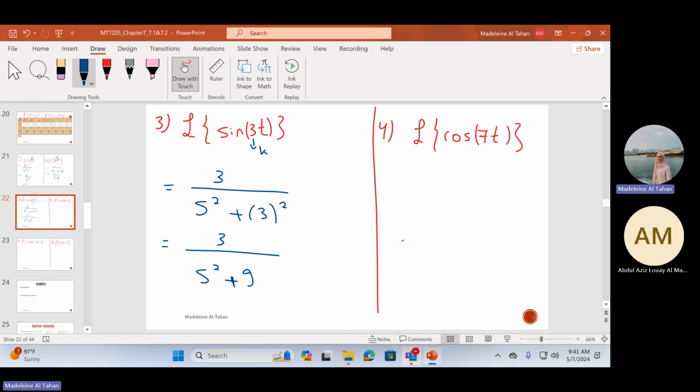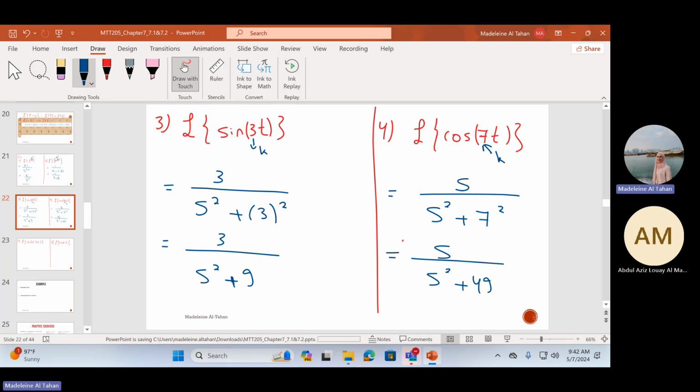Let's go back to the rules. In order to memorize, we have to practice, miss. Do the second one. What's mine? What's our K here, miss? So it is S over S square plus K square, which is S over S square plus 49.